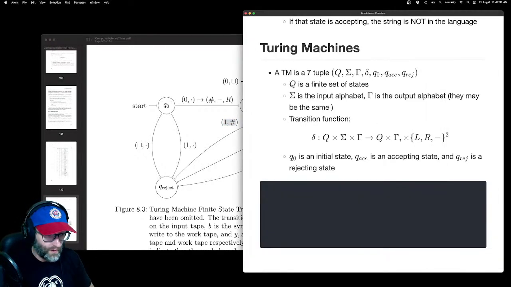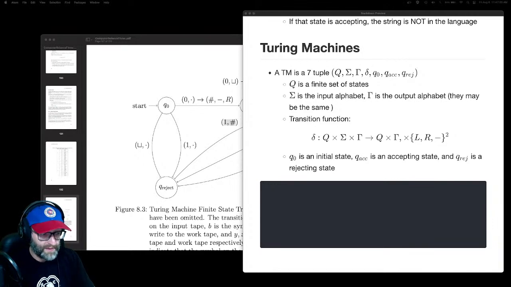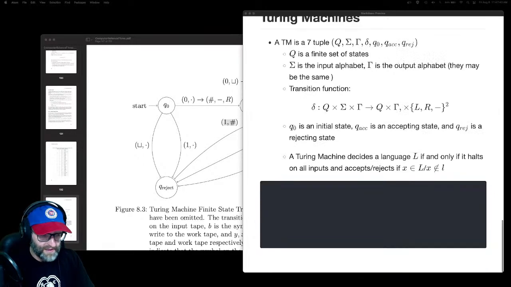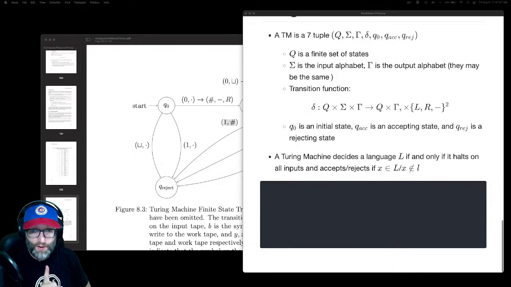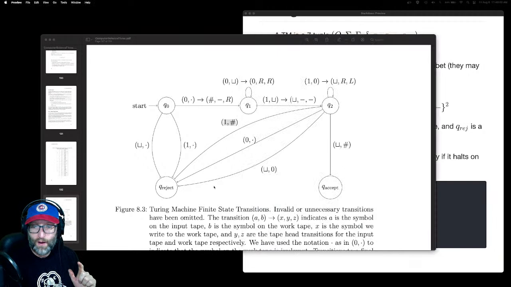All right. So that gives us the second piece of the statement that we started out with, that a Turing machine decides a language L if and only if it halts on all inputs and accepts or rejects if X is in the language or X is not in the language appropriately. There we go. So it'll end up in its accept state, just like this one ended up in an accept state if the input is in the language.